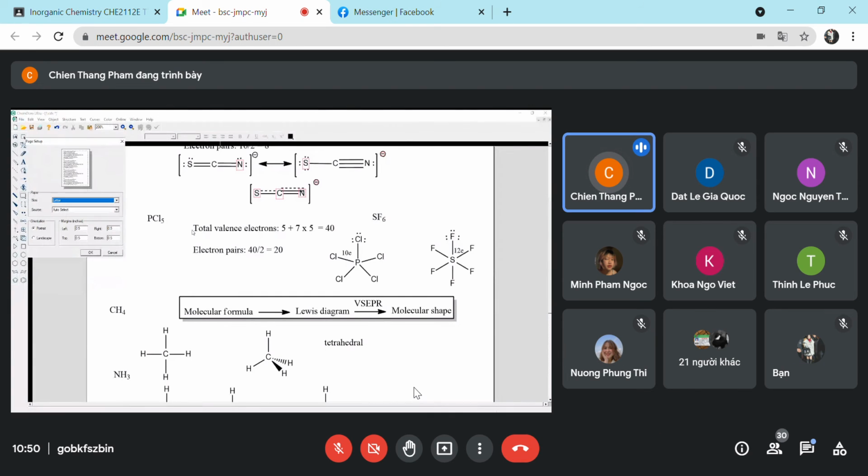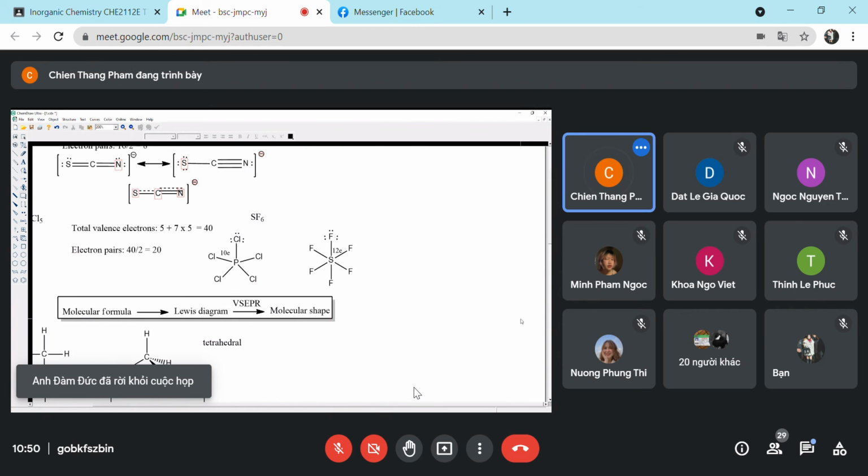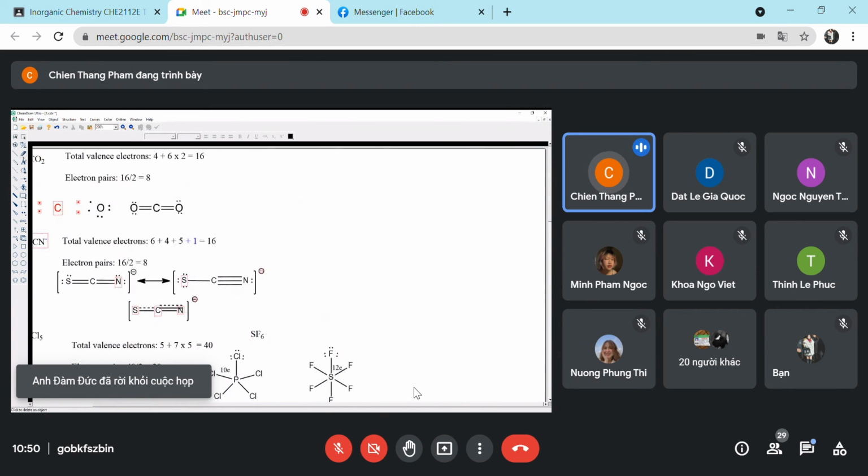Now use VB theory to describe the bond formation in the CO molecule. The question now is to consider VB theory for CO, for carbon monoxide. Okay, let's prepare for a few minutes and I will ask one of you.